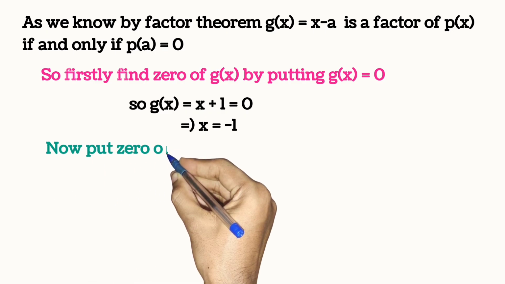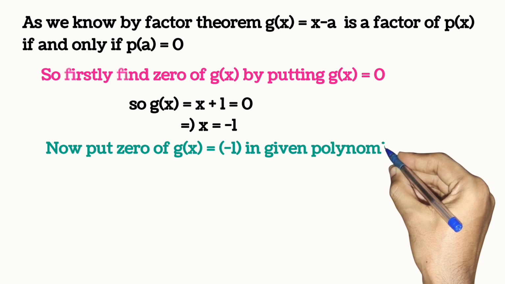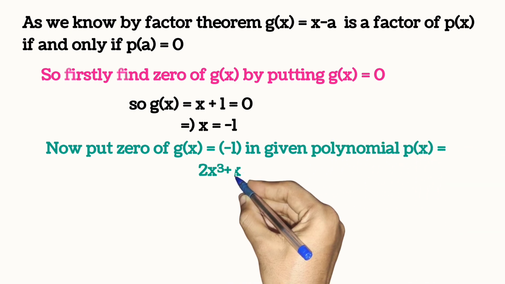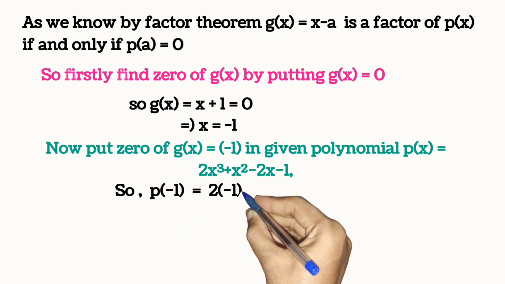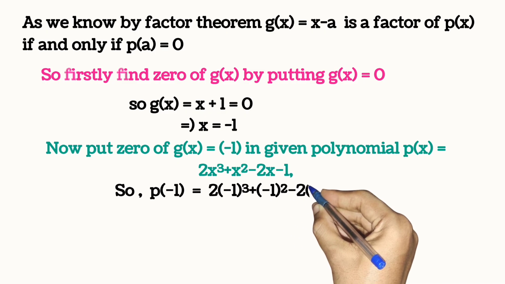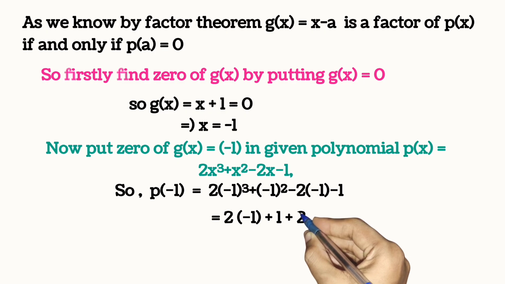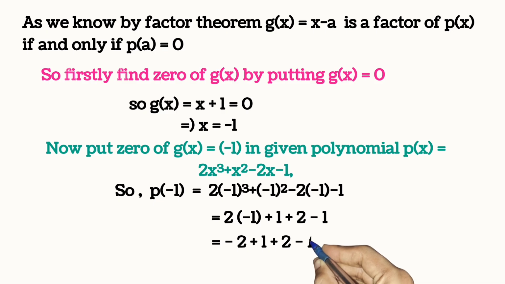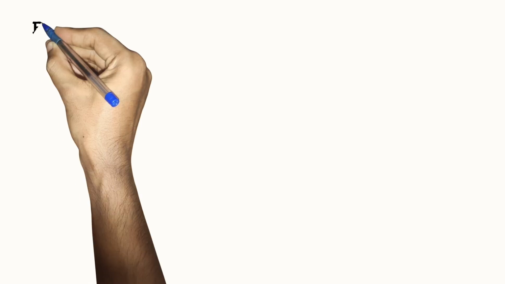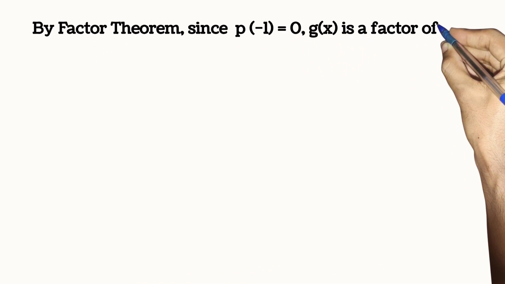Now put the zero of g(x), which is −1, in the given polynomial p(x) = 2x³ + x² − 2x − 1. So p(−1) = 2(−1)³ + (−1)² − 2(−1), that will be 2(−1) + 1 + 2 − 1, that is −2 + 1 + 2 − 1. Now −2 and +2 will cancel and +1 and −1 will cancel, we get 0. By the factor theorem, since p(−1) = 0, g(x) is a factor of p(x).